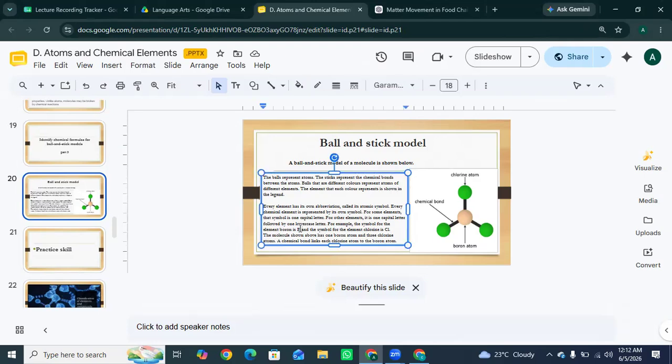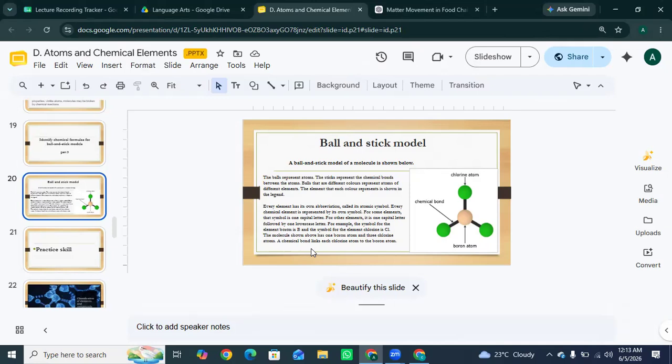Every element has its own abbreviation called its atomic symbol. Every chemical element is represented by its own symbol. For some elements, that symbol is one capital letter, and for other elements, it is one capital letter followed by one lowercase letter. For example, the symbol for the element boron is B, and the symbol for the element chlorine is Cl. The molecule shown above has one boron atom and three chlorine atoms. A chemical bond links each chlorine atom to the boron atom.